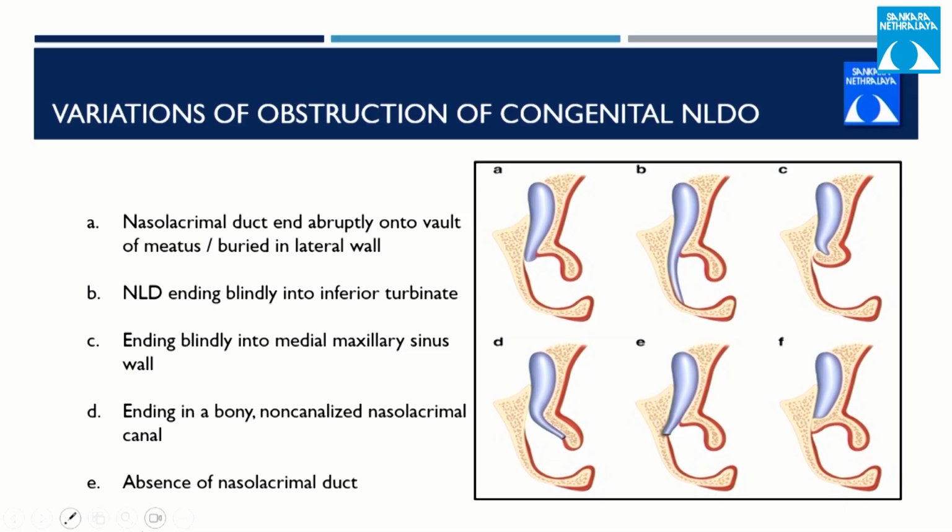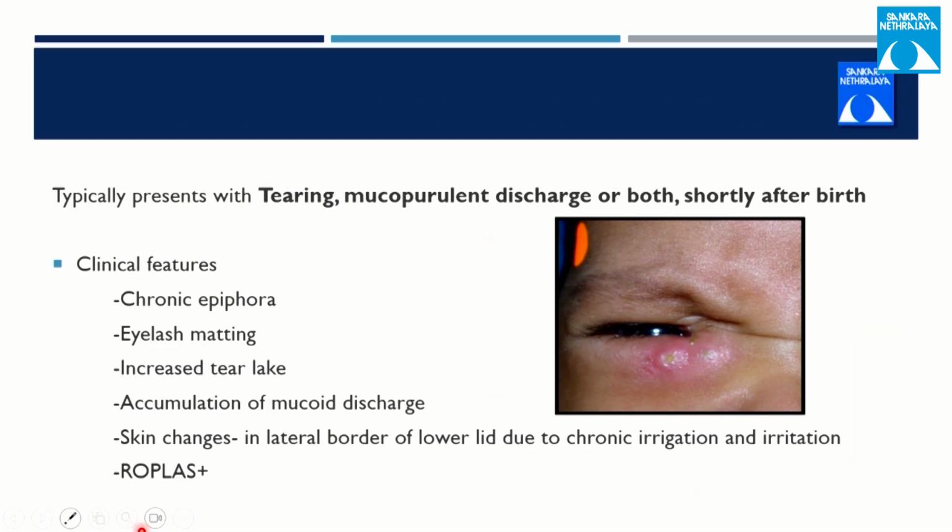Okay. But there are other blocks, like in these cases, sometimes wherein the bony nasolacrimal duct, I told you, there are two parts to the NLD. It may not even be formed. In that case, the probing will not be successful. Alright. So, generally we wait up to how many months for canalization on its own? 9 months. Patients typically present with tearing, mucopurulent discharge, or both shortly after birth.